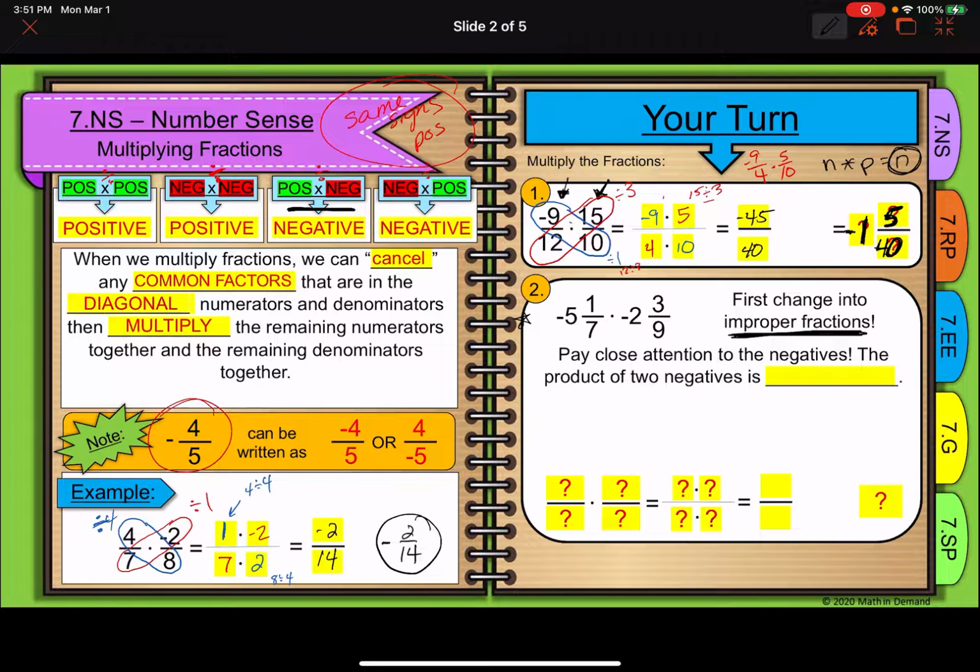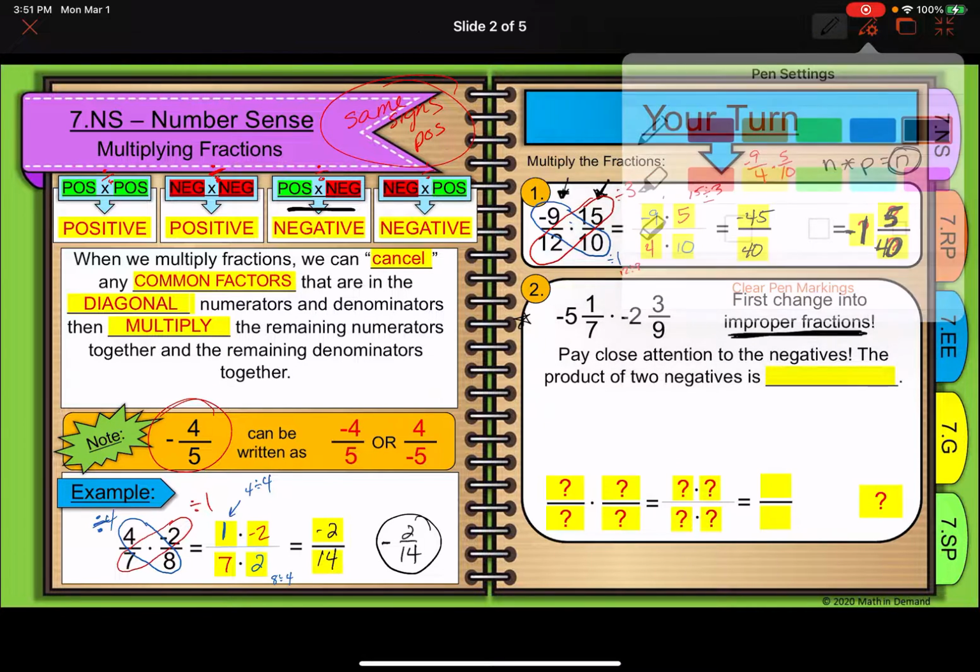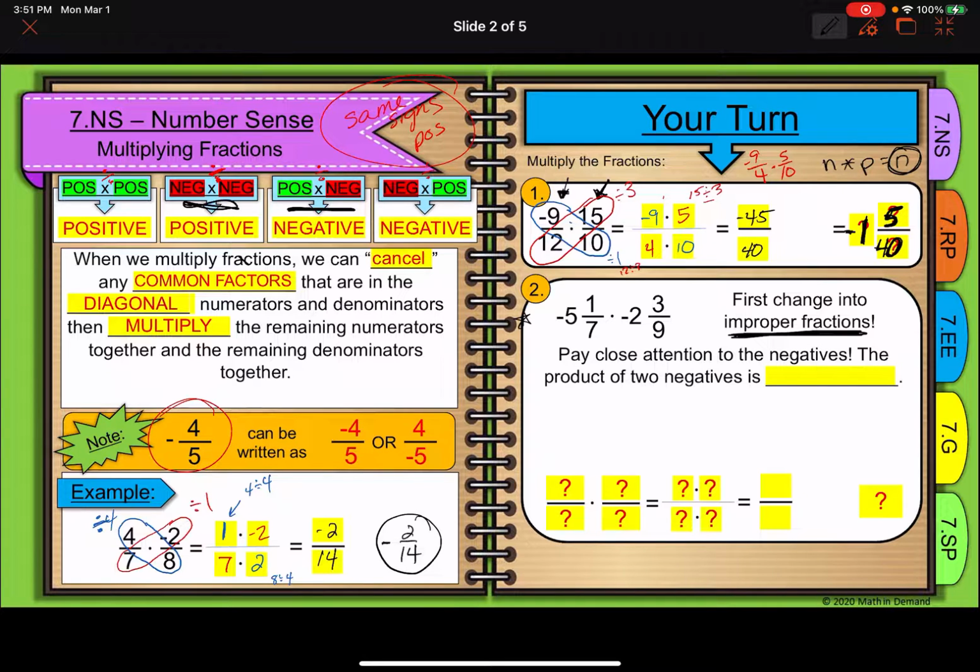So here I have a negative times a negative. So since they are both negatives, look back at your rules. Negative times a negative means I'm going to have a positive for my answer. All right, but you are going to figure out the answer from here. And then for the rest of your turns, you have to use your rules to help you out.